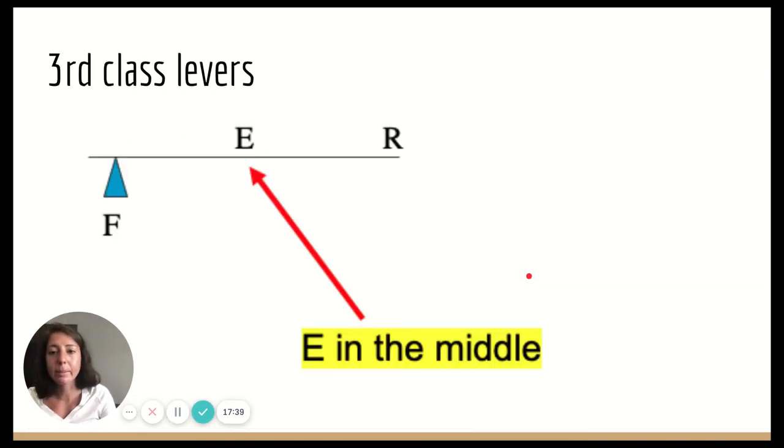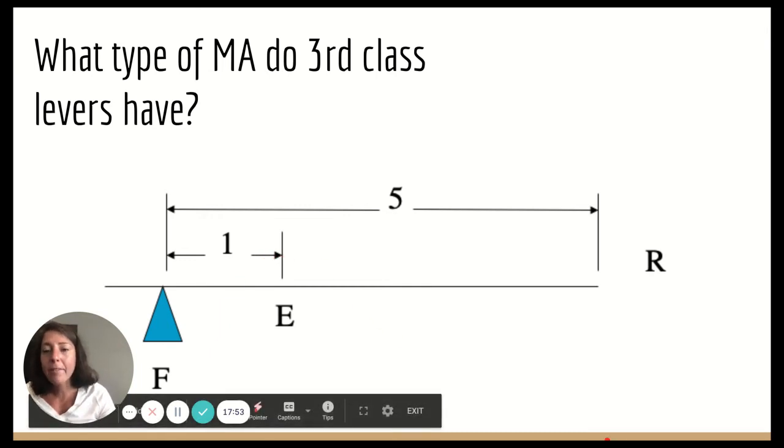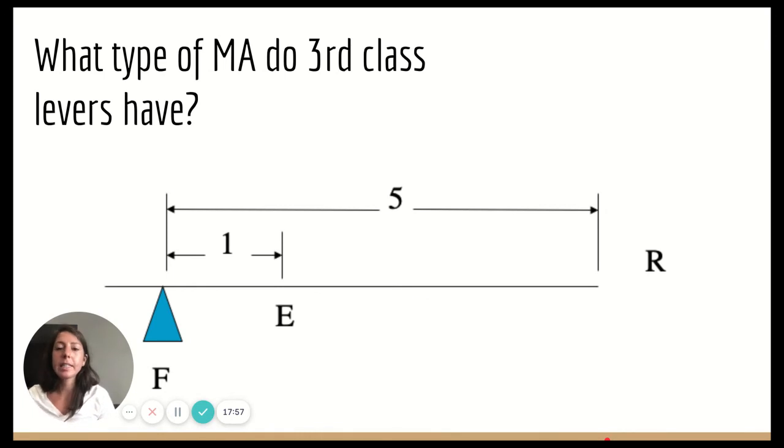Okay, lastly, we have third class levers. So this is where effort is in the middle. So F, R, and now we're at effort. So go ahead and do the math. Do third class levers, if this is an example of one, have a mechanical advantage? So the distance from E to F over the distance from R to F. Hopefully you found the mechanical advantage is 1/5.